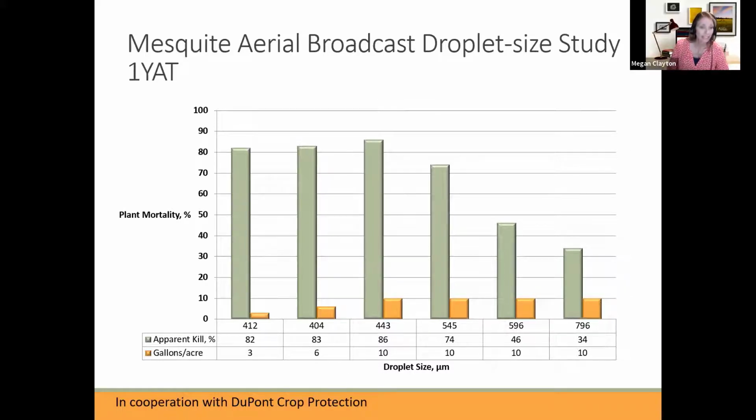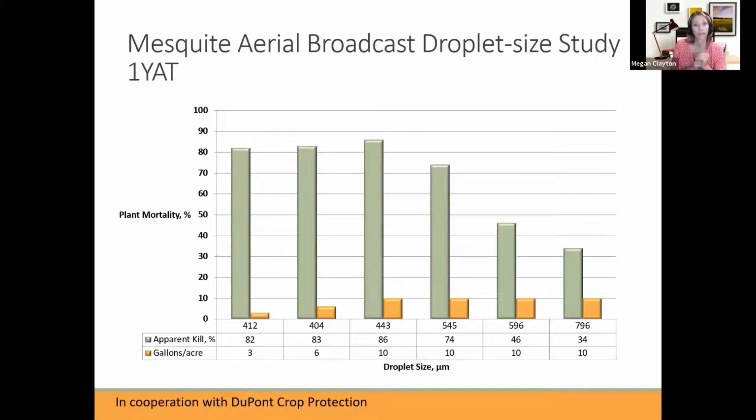You can see that even when we had lower spray volume or gallons per acre going out, we didn't see a drop in the efficacy or the ability for us to control those plants. We still had over 80% control. What we did see affected on mesquite was the droplet size. It seems like once you approach that 600 micron size or larger, the particles are not able to effectively cover that tree.